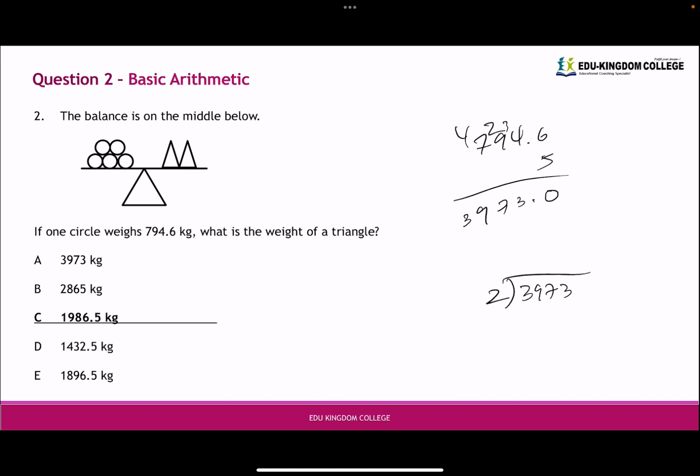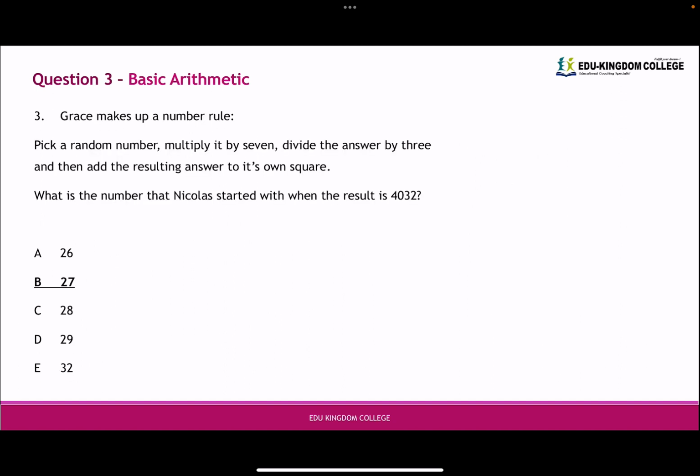So to find out what each triangle weighs, we should divide it by 2. So that's going to be 986.5. Okay, so 2 goes into 1, 13, 6.5 times. So the weight of one triangle should be 1986.5. All right, question 3 is a basic arithmetic question.